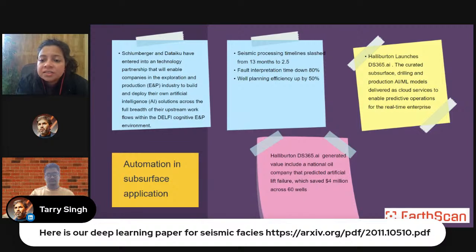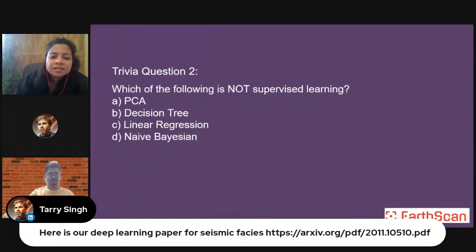Halliburton has also launched DS 365 AI, where they are using AI in drilling and production, and they also see a lot of improvement. They have saved millions of dollars across 60 wells. I think this is data from a well in the Middle East. This just shows you how AI is already helping the oil and gas industry, but there is a lot to discover yet and a lot to automate in this energy industry.